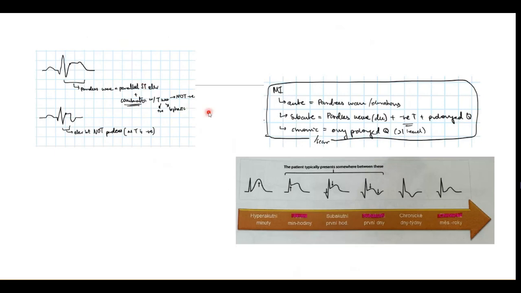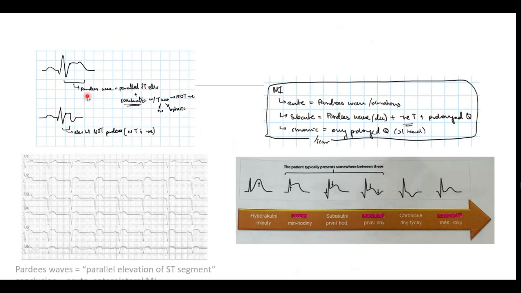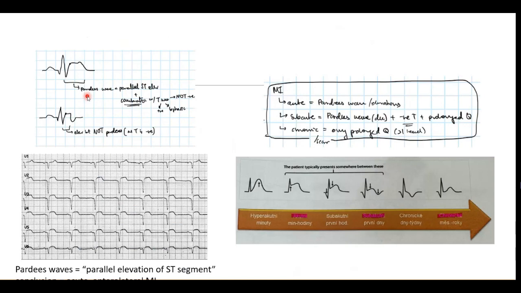So here we have the Pardee's waves, and the Pardee's waves are called parallel elevation of ST segment, which you can see over here. But I feel like a better explanation of the actual image would be that there's a parallel ST elevation, which you can see here with the J point being high up from the isoelectric line, and it is combined with a T wave. So this would be the T wave over here.